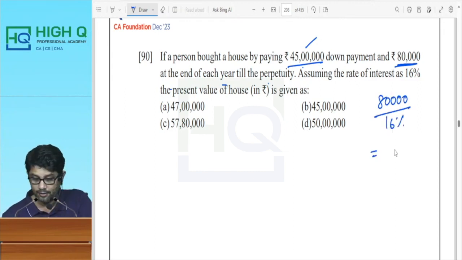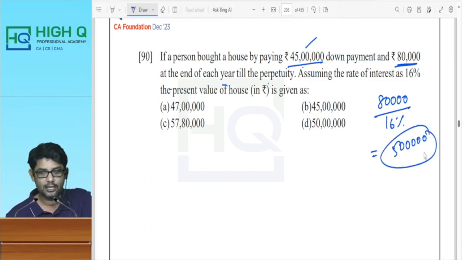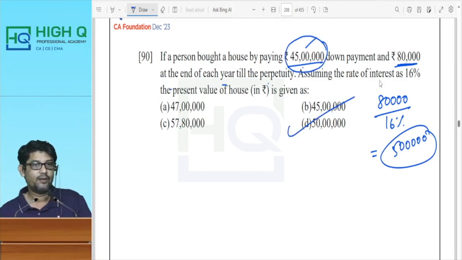80,000 divided by 16% is 5 lakhs. So this is the amount you are repaying. Am I right, my dear? So 45 lakhs plus 5 lakhs. Total value of that house is what? 50 lakhs.